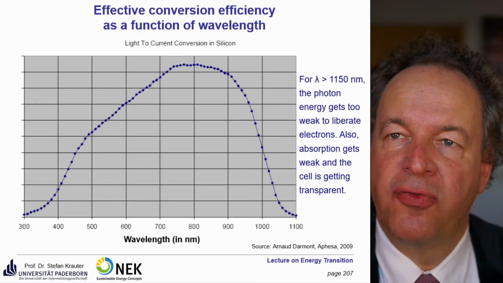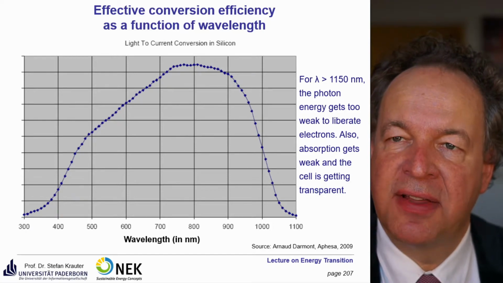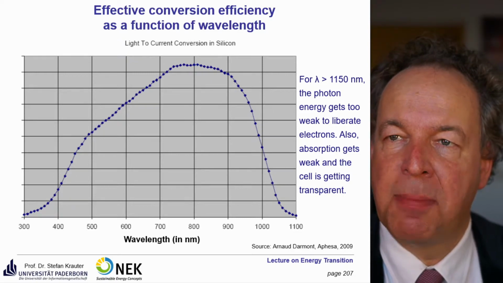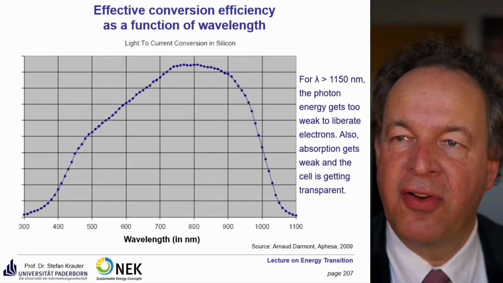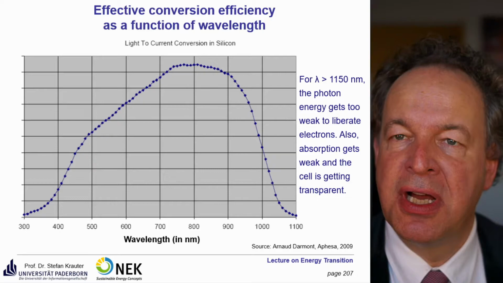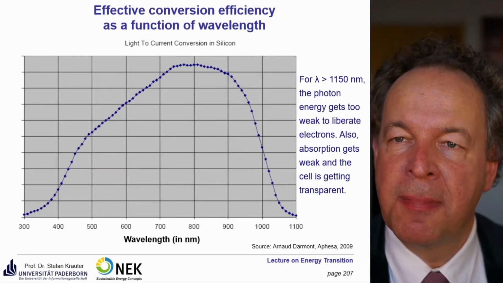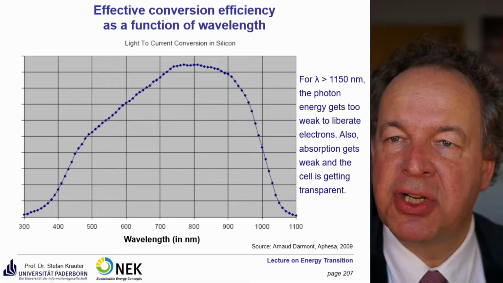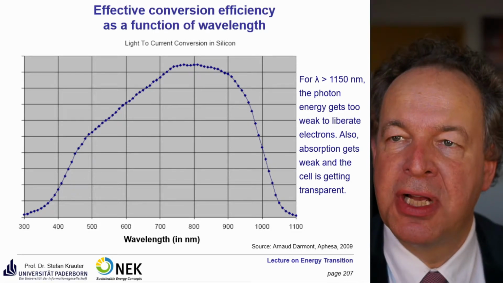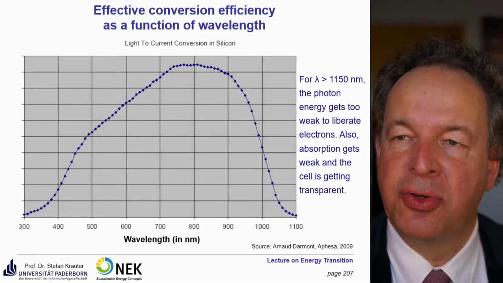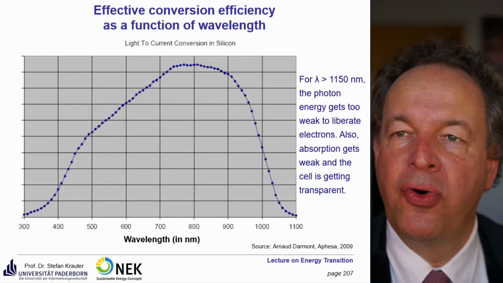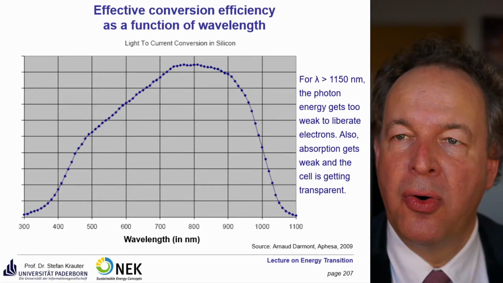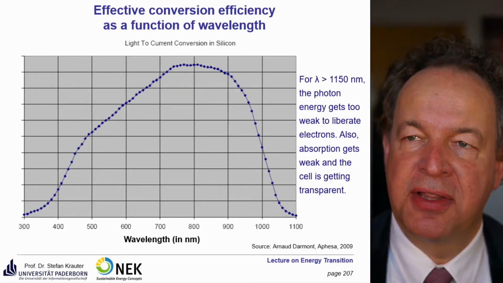Here you see the effective conversion efficiency of a solar cell as a function of wavelength. So as I mentioned, it starts in the vicinity of 300, 400 nanometers, where it gets absorbed very much at the surface. This is not very effective. The photon contains a lot of energy, but it only liberates one electron, so the conversion efficiency is very poor. Best efficiency is in the mid-range or red range, about 800 nanometers. There the energy of the photon is exactly sufficient to liberate an electron. If you go further, the energy is getting too low, and also the absorption is not high enough.